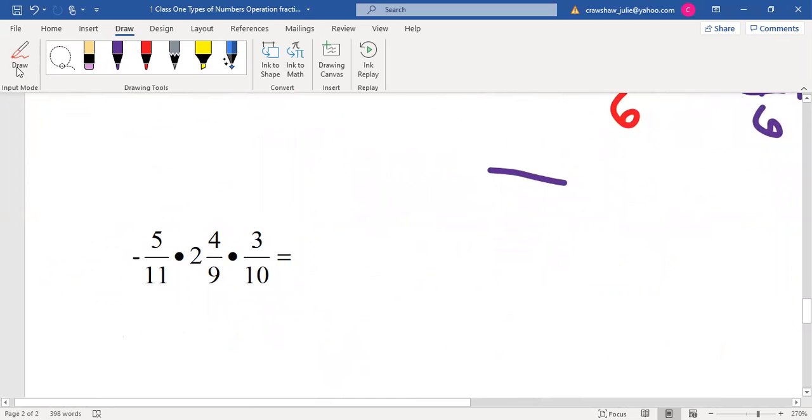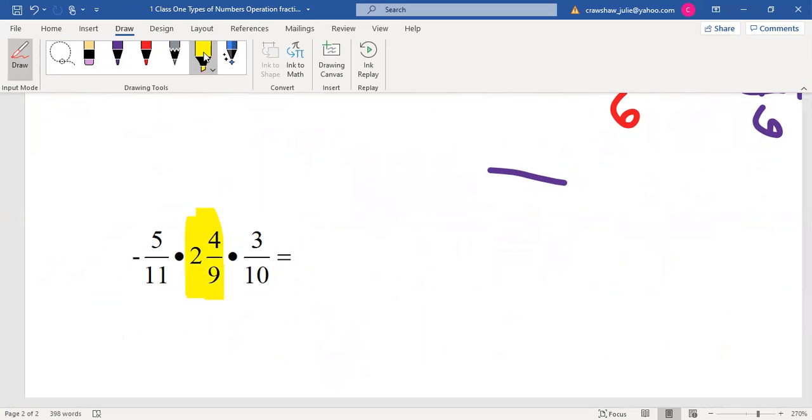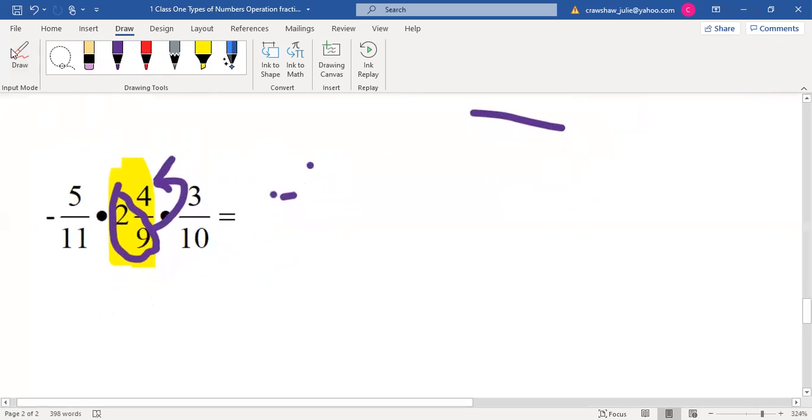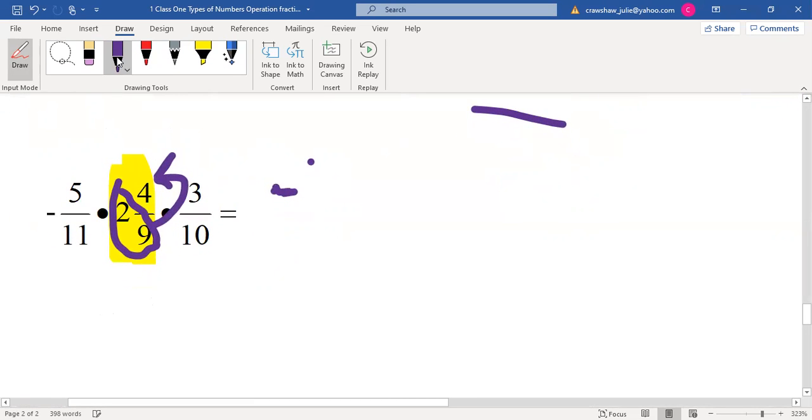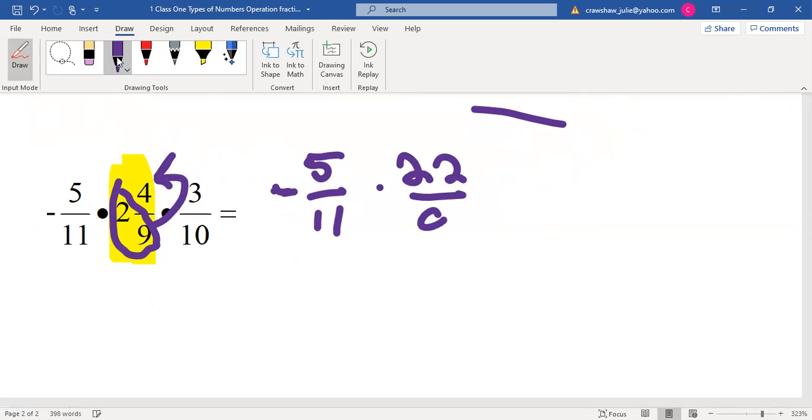Now when I'm multiplying fractions and I have a mixed number, I have to change that mixed number into an improper fraction. I'm going to take the 2 times the 9, which is 18, plus the 4, which is going to give me 22. My first fraction stays the same because it's not a mixed number. So I bring over my negative 5/11. But my 2 and 4/9 became 22 over 9. And then my 3/10 stayed the same.